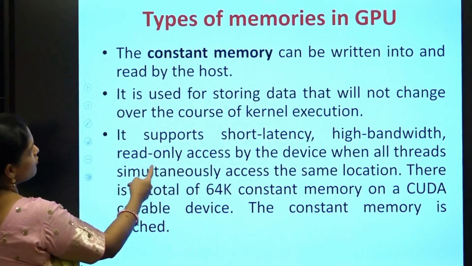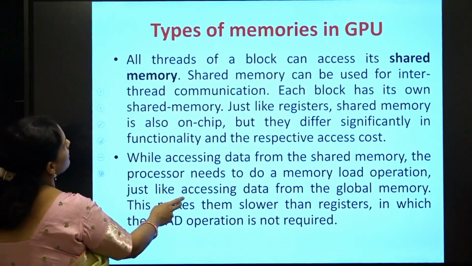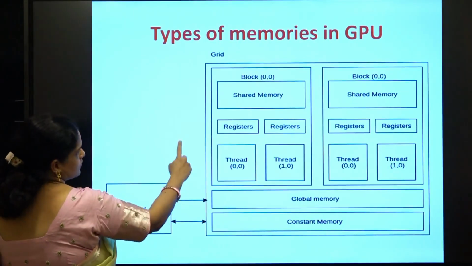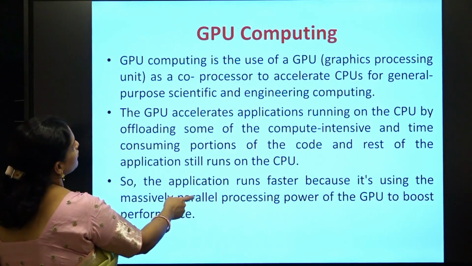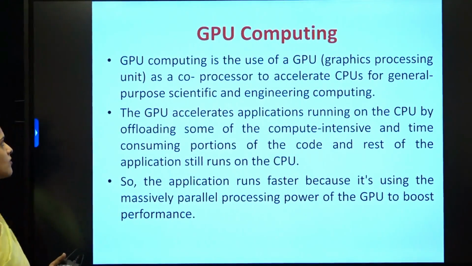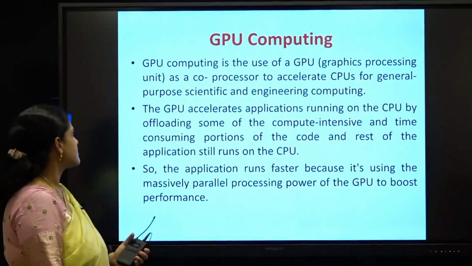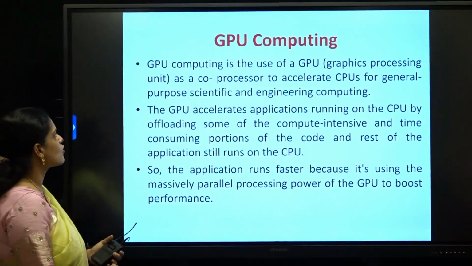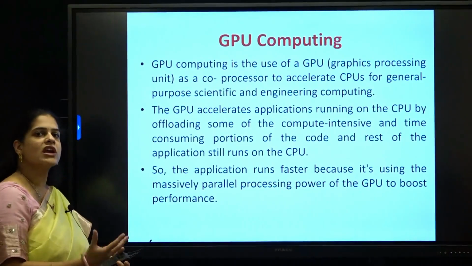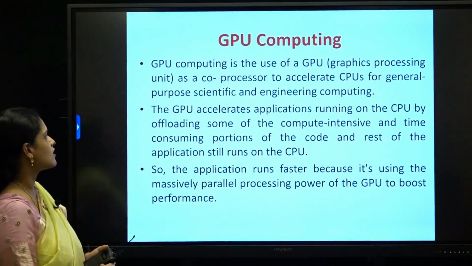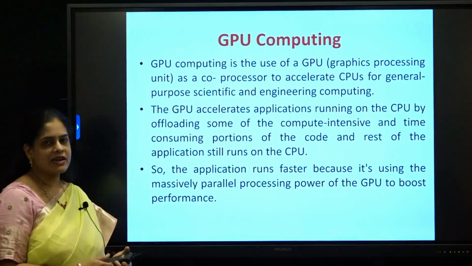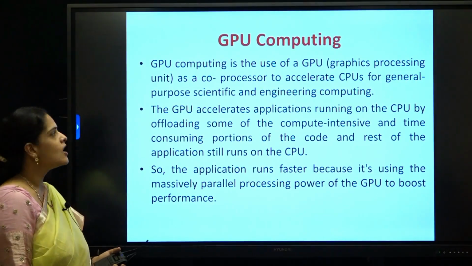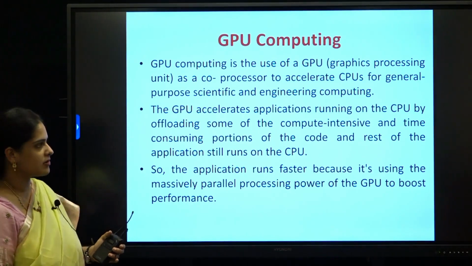So we have already seen what constant memory, global memory, and shared memory are. This diagram shows the types of memories. Next we are going to talk about GPU computing. GPU computing is the use of graphics processing units, or GPUs, as a co-processor along with the CPU, in order to accelerate mainly high-end applications such as scientific applications and engineering computing.